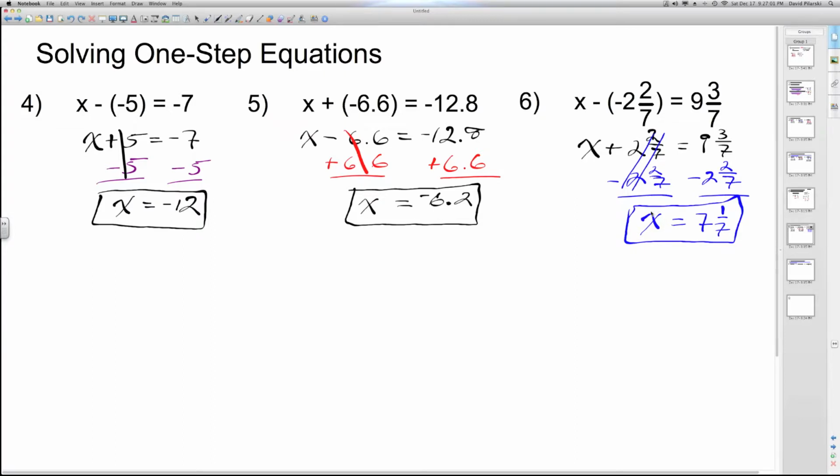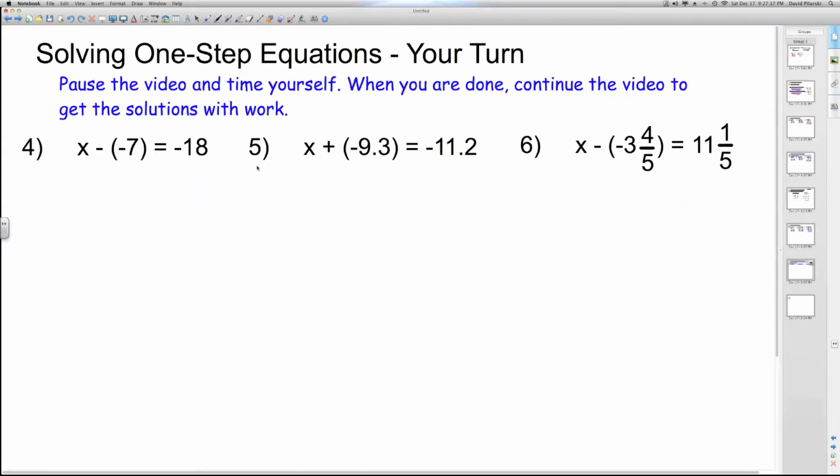You're going to have some problems to do coming up next. Solving one-step equations, your turn. At this time, here's the interactive portion of this algebra video. You're going to pause the video and time yourself to solve these 3 problems. These are problems 4, 5, and 6 you've done yourself today. When you're done, you should continue the video and I'll model the proper solutions.